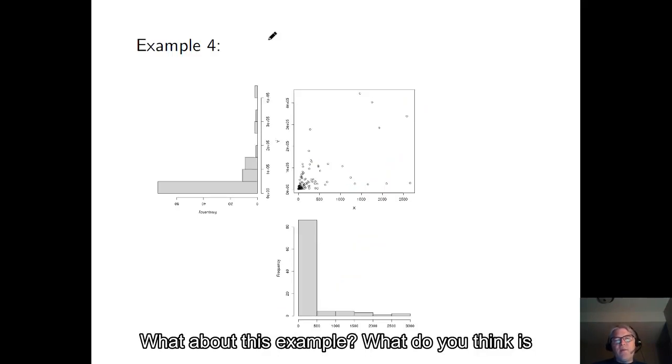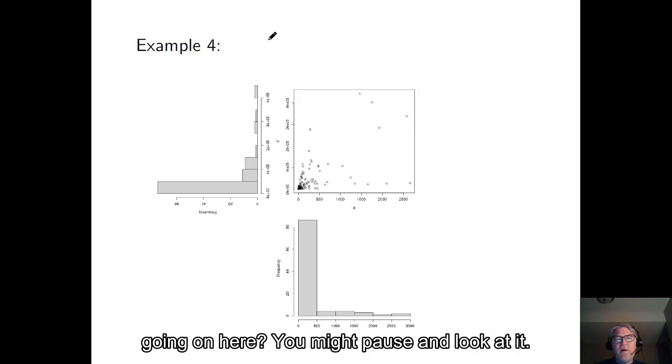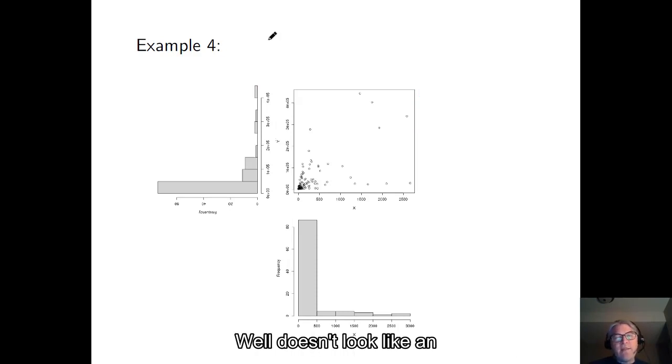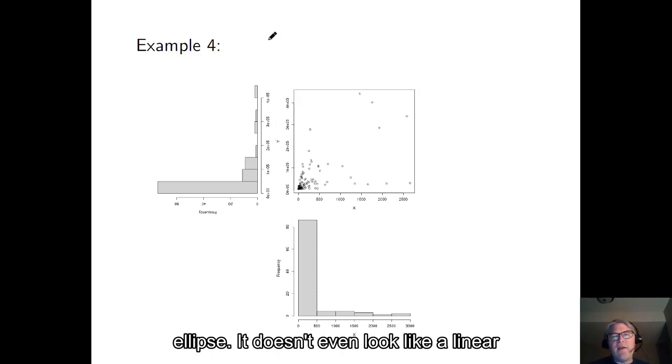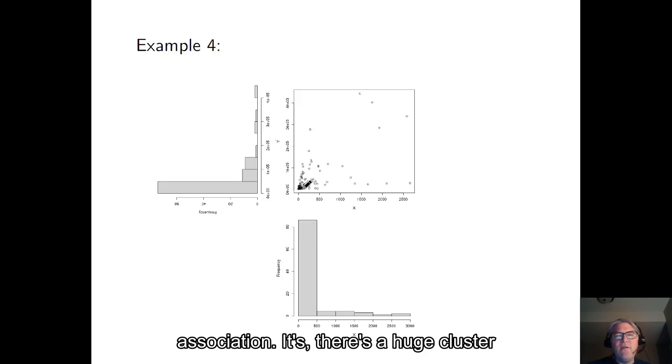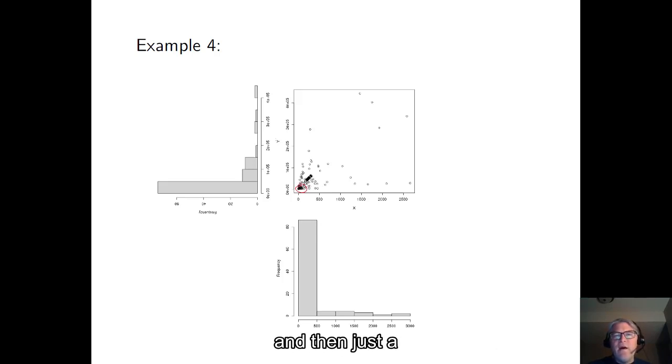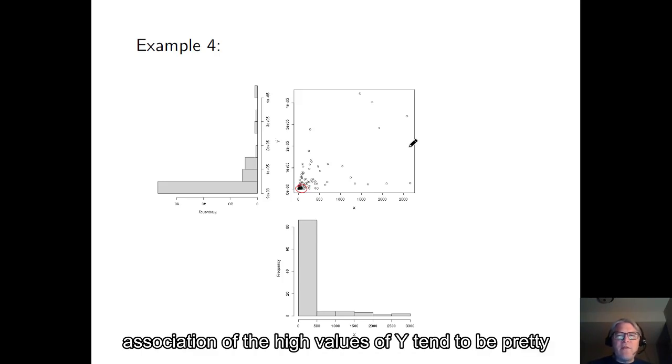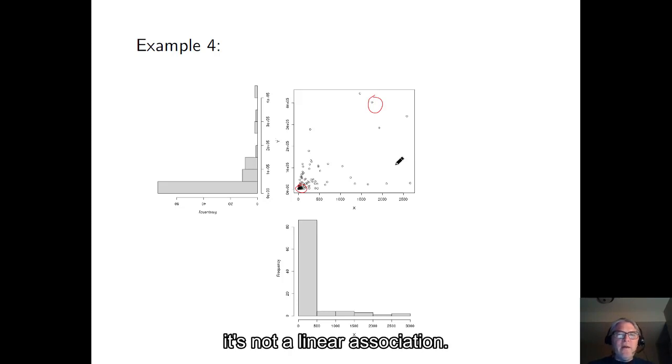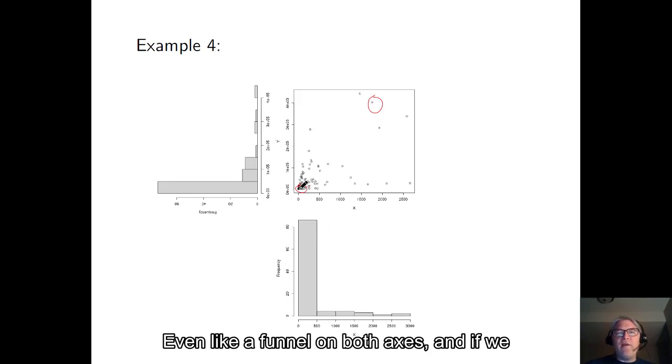What about this example? What do you think is going on here? You might pause and look at it. Well, it doesn't look like an ellipse. It doesn't even look like a linear association. There's a huge cluster of points right there, and then just a spread of points, and maybe some association. The high values of y tend to be pretty high values of x, but it's not a linear association. It's a hard to describe curve. It's sort of, I don't know how to describe it even, like a funnel on both axes.